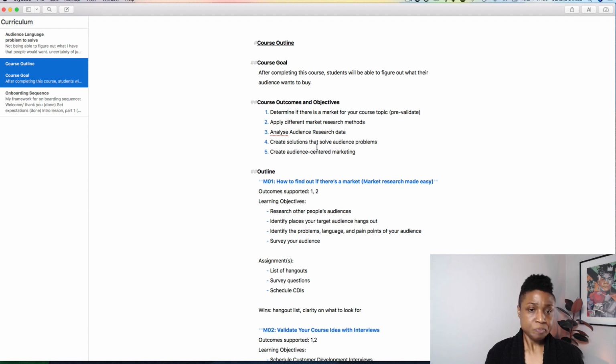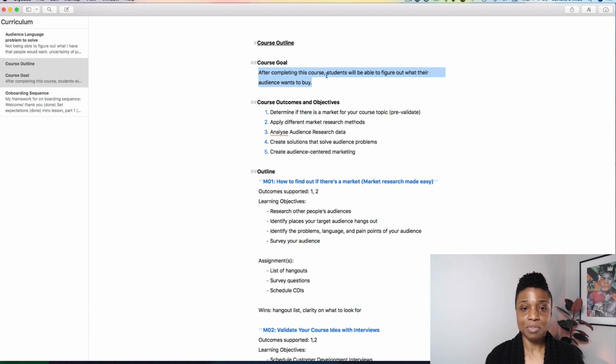I always start by identifying the course goal, because I'm going to work backwards from that goal to figure out what the course needs to include to help students achieve it. The things I identify first and foremost are what they need to know or do, and those become my outcomes. So I'm looking at my course outcomes. The first one is to determine if there's a market for their course topic.